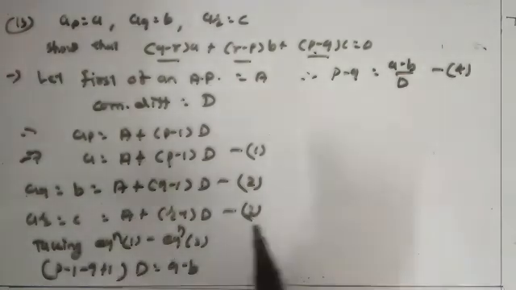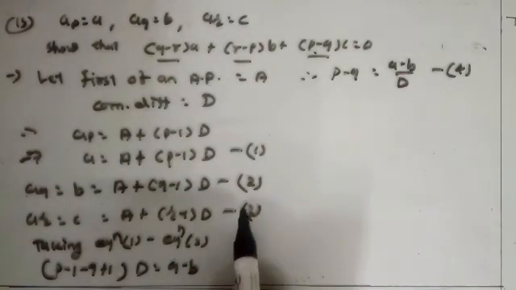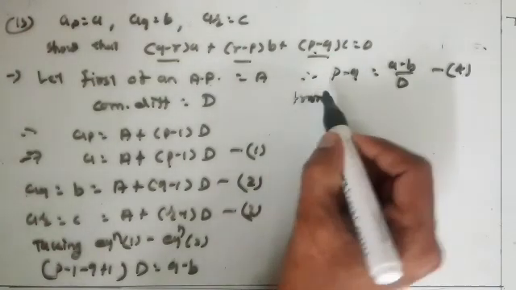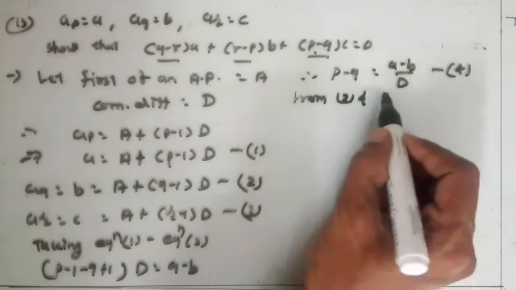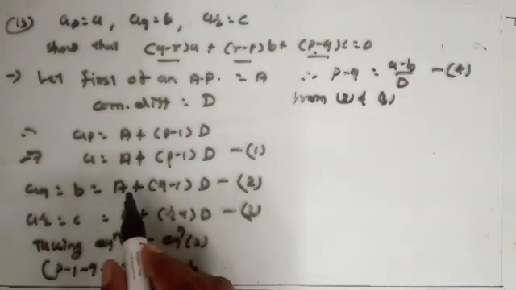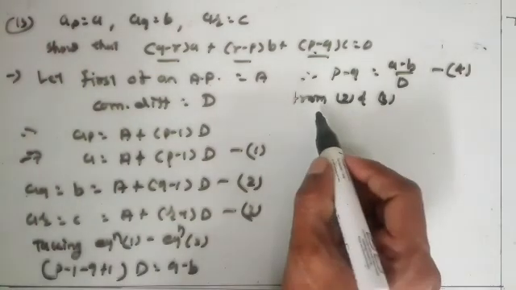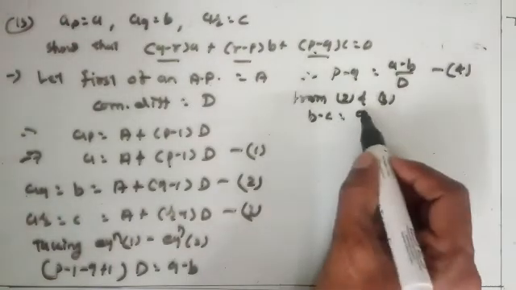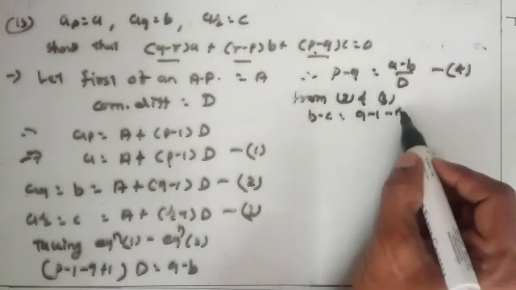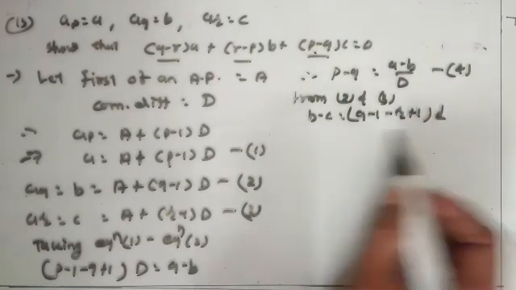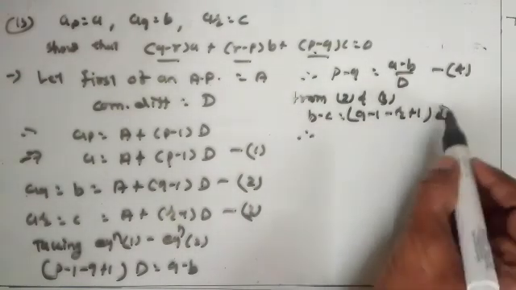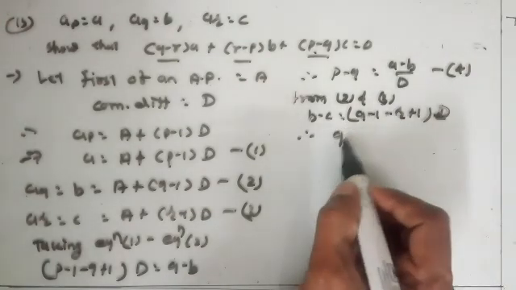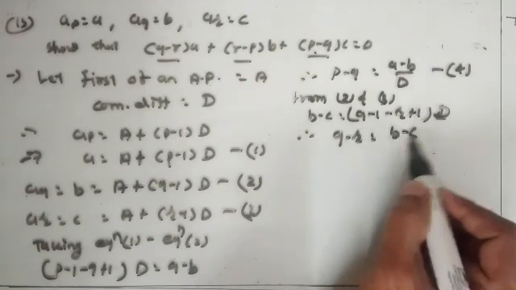Similarly, from the 2nd and 3rd, subtract. b minus c is equal to, A cancel, (q minus 1 minus r plus 1) into D. Therefore, take capital D to this side. So q minus r is equal to (b minus c) upon D.